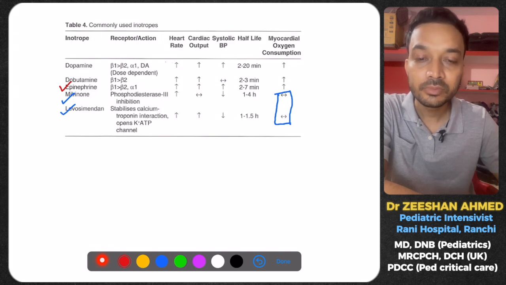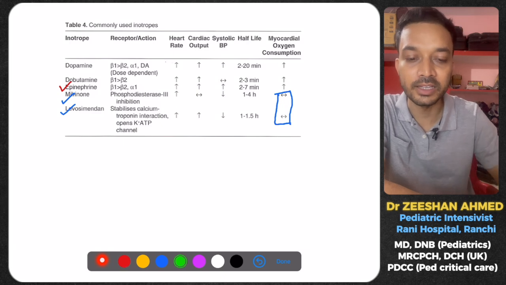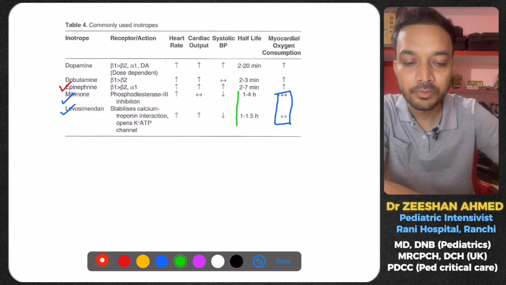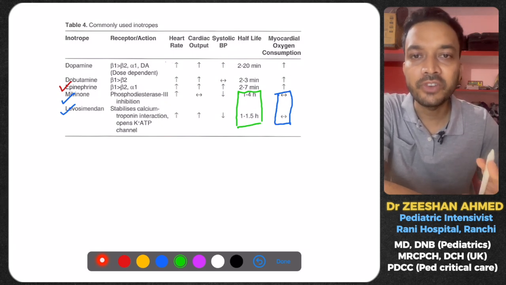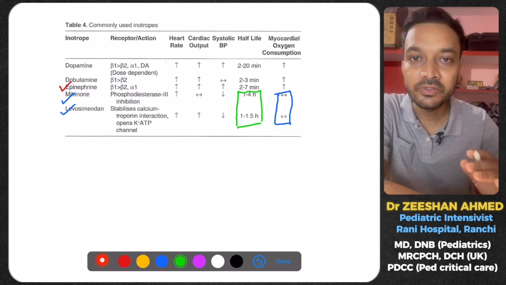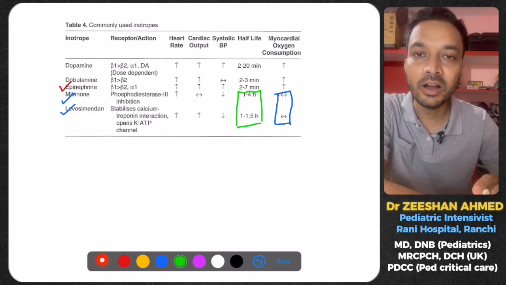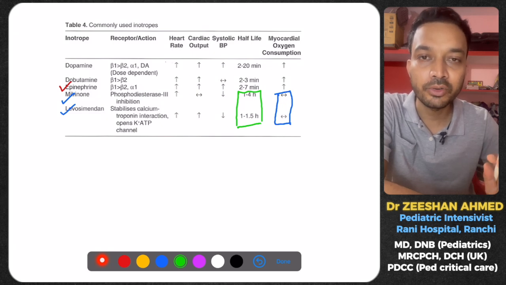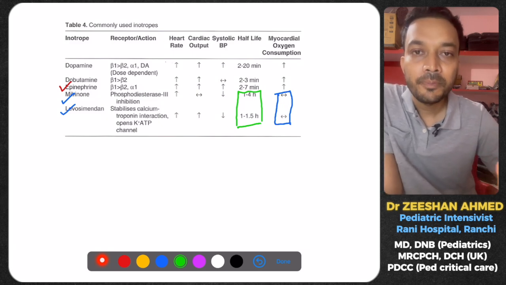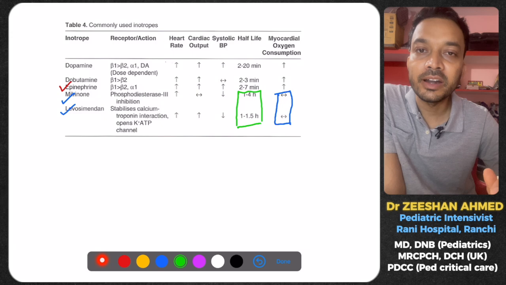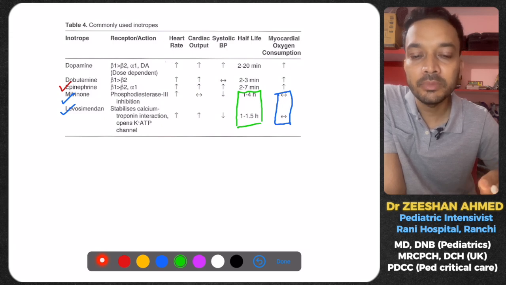Another very important thing to note here is the half-lives. We look at the half-lives. All the other half-lives are within 2 to 20 minutes, about 5 minutes on average. They have very short half-lives. So we can increase the dose or taper the dose very swiftly in case of dopamine, dobutamine, and epinephrine. But in case of milrinone and levosimendan, they have half-lives in hours, like 1 to 4 hours in milrinone and 1 to 1.5 hours in levosimendan. So they take some time to take action, and when we are tapering, again, we have to give them some time before we taper the drugs. We have to taper them very gradually.